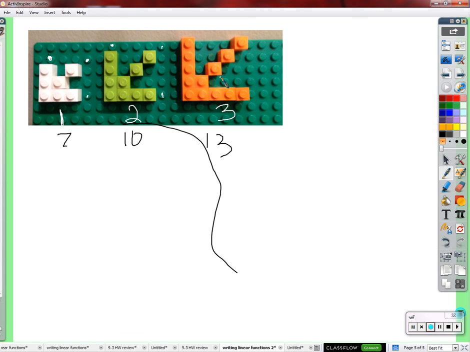Did you make these patterns? No, this is a Google image search. Do you have math Legos? Lego problems? I don't think my daughter has some Legos. My brother.